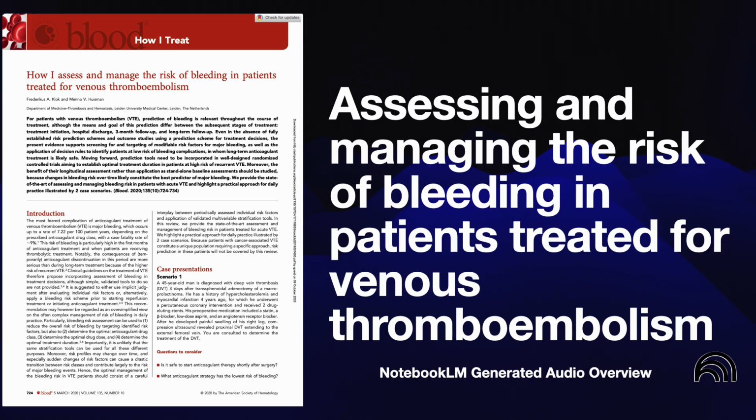The numbers themselves are quite sobering. Depending on the specific anticoagulant you're using, major bleeding can happen up to, say, 7.22 times per 100 patient years. Wow, that's significant. It is. And when a major bleed does occur, the case fatality rate is around 9%. Nearly 1 in 10. Exactly. And what makes it even trickier is that the risk isn't flat over time. It's actually much higher. It really peaks in those first few months right after starting treatment. Okay, so that initial period is especially dangerous.